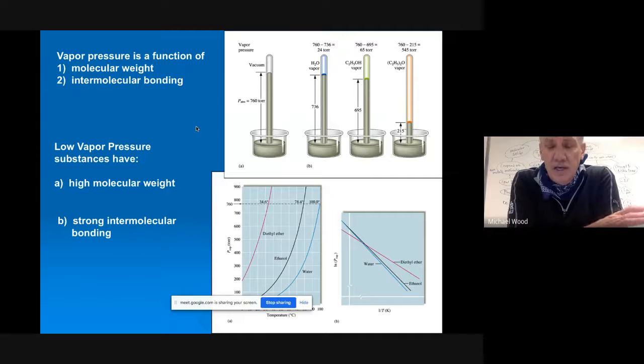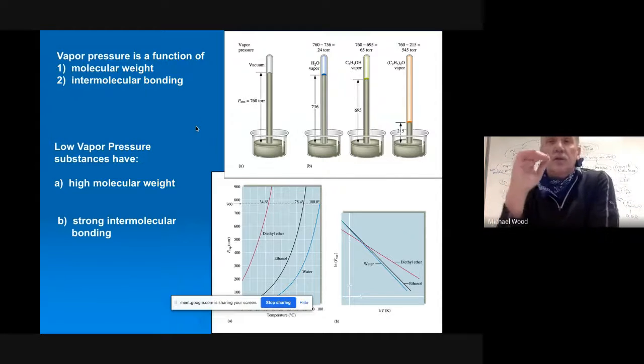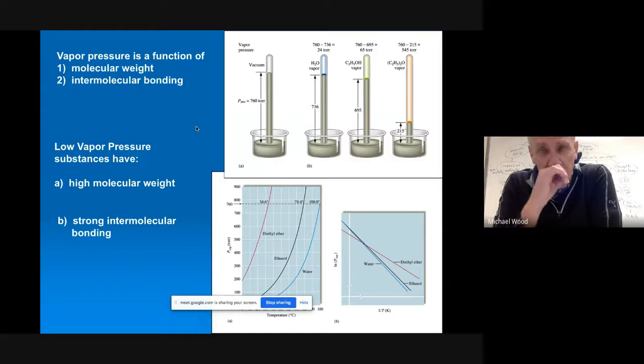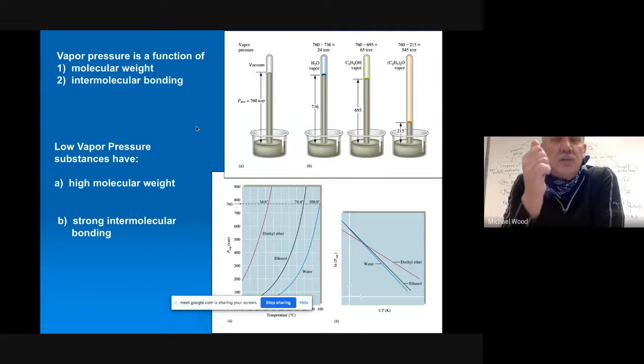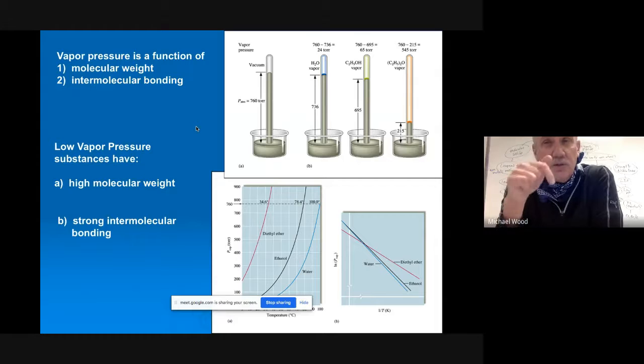I talked about this, so we're still kind of reviewing, but if you look at the diagram at the top, we've got a vacuum on the left, and then we've got water. Water has two hydrogen bonds. Then we have C2H5OH, that's ethyl alcohol. That has one hydrogen bond and a London force, so it's not quite as strong an intermolecular force, and notice it has a higher vapor pressure. So the relationship here is: intermolecular force goes up, vapor pressure goes down.